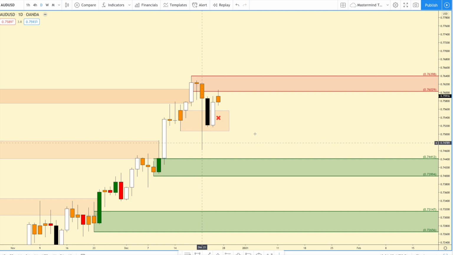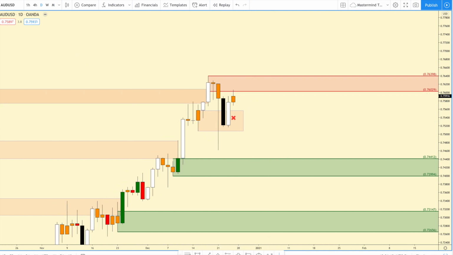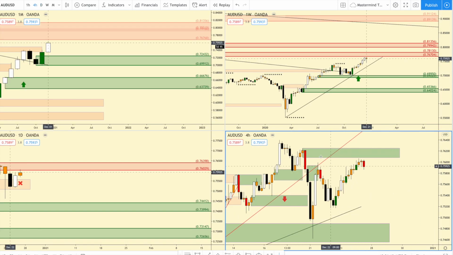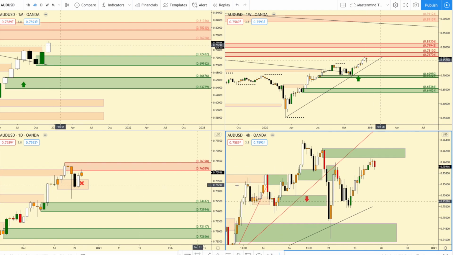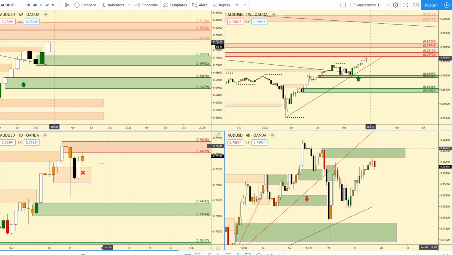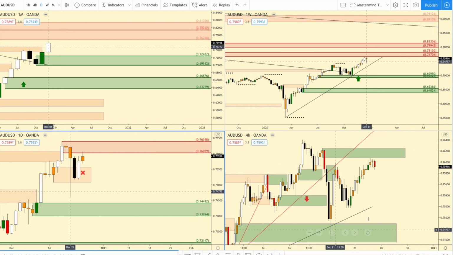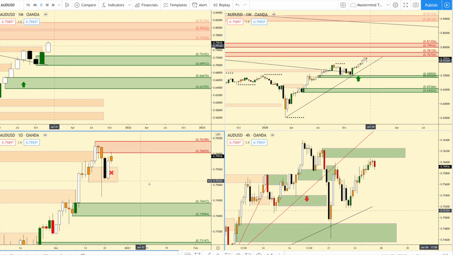This was a news wick. I think it had something to do with the U.S. interest rate announcement or something like that. So clearly we're coming up to this daily supply level here. So if you really want to, me, I'm waiting on the dollar, but if you want to look for a confirmation on this daily zone, I don't know. I'm not super into it.